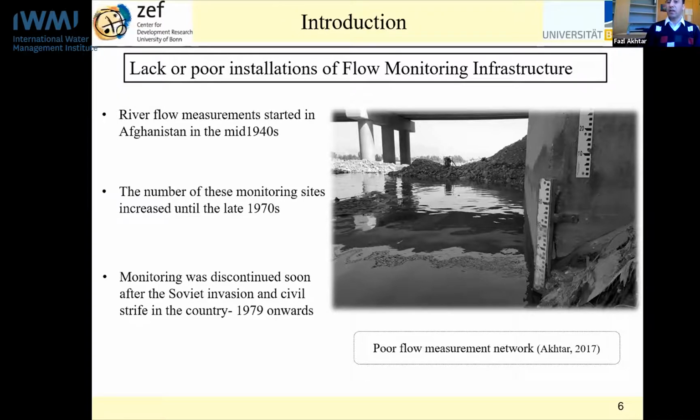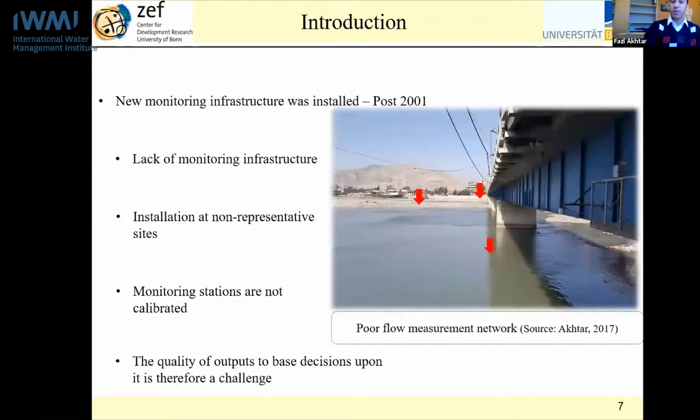In the photo you see here, for example, this is the existing structure. So even now, some of the monitoring points are not at the right places. For example, you see the staff gauge is broken. Actually, it's giving us a standing water level, which is not the actual flow. It's standing water. So there are problems with infrastructure.